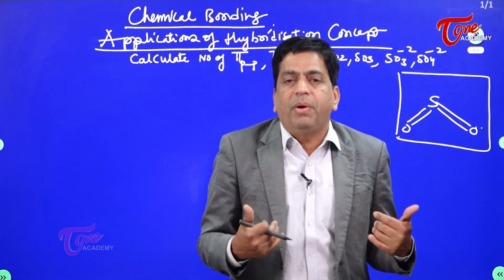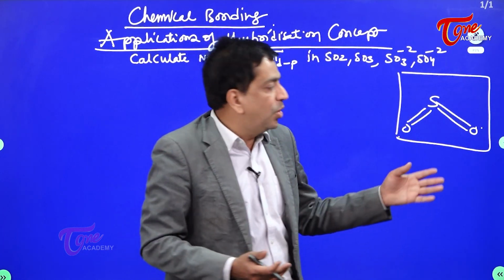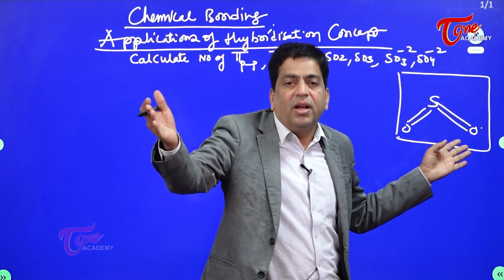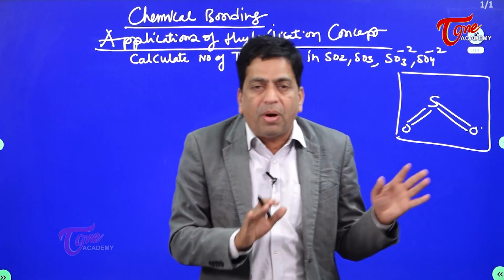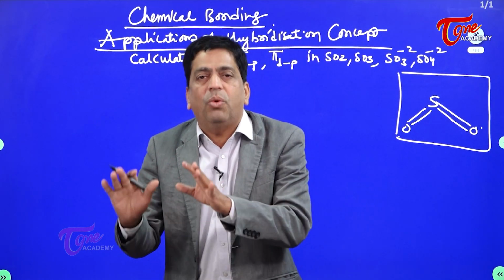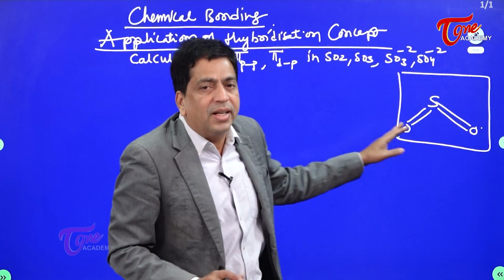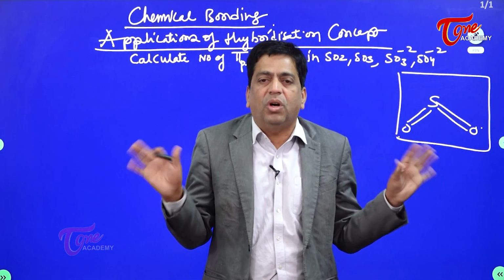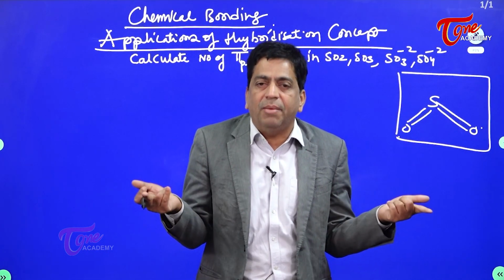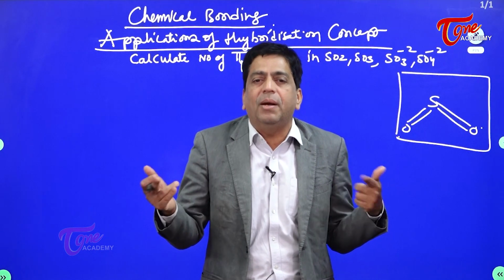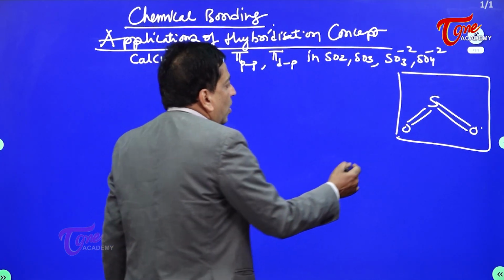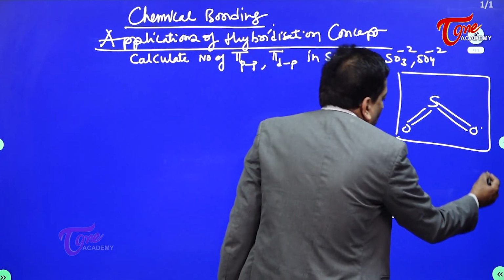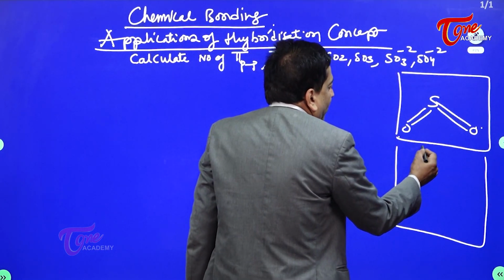Remember, we are not preparing compounds. Compounds are already existing there, right? We just need to apply a theory to convincingly explain why sulfur dioxide is basically taking this shape. This is what we need to explain. And in the exam, he is asking us to count pi pp and pi dp bonds, right? So let us go straight away and check out, first of all, what is the hybridization in sulfur dioxide, right?